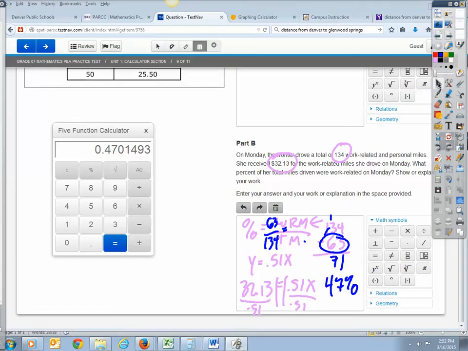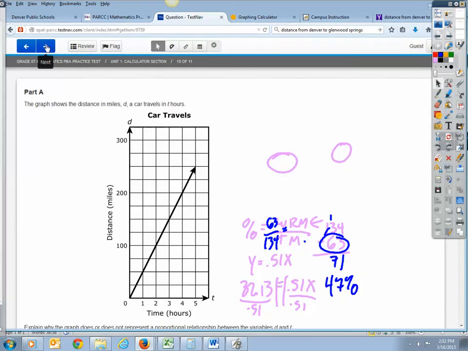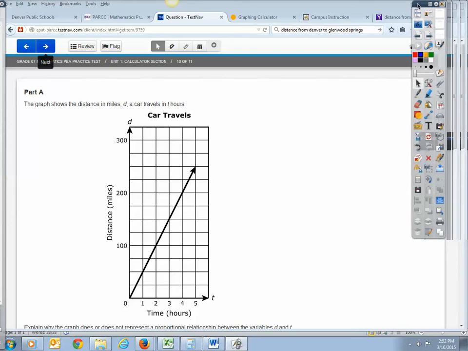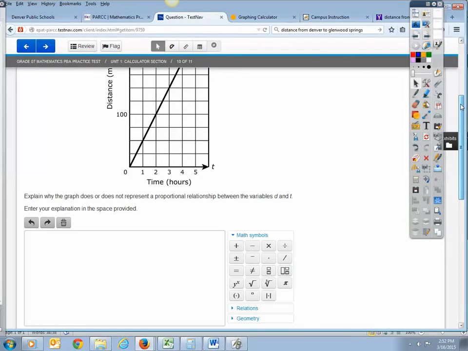All right. Problem number 10. All right, the graph shows the distance in miles, d, a car travels in t hours. And I can't see the whole thing, so that means I must scroll down. Explain why the graph does or does not represent a proportional relationship between variables.